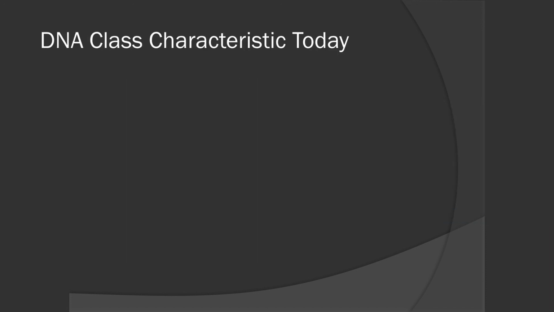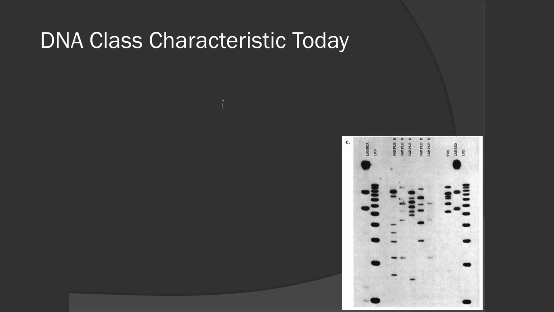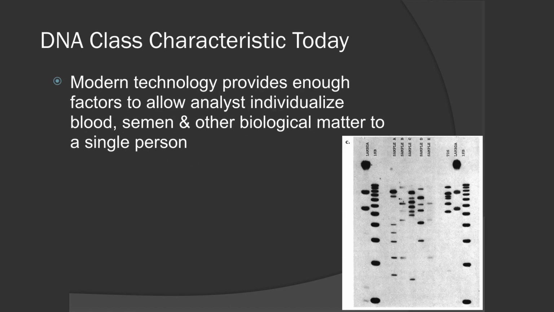When we're looking at DNA class characteristics today, we have modern technology that provides enough factors to allow analysts to individualize blood, semen, and other biological matter to a single person. And this is because they're looking at many factors to create this class evidence. And then with the databases we now have today, it makes it even more probable that it comes from this individual person.